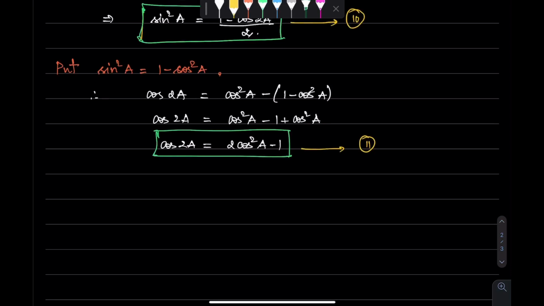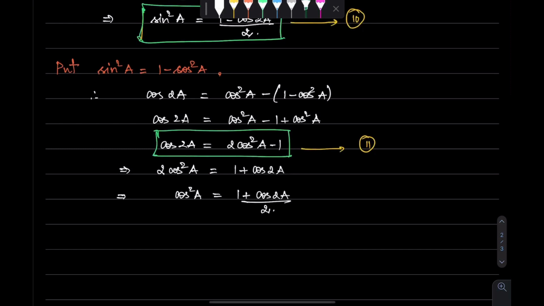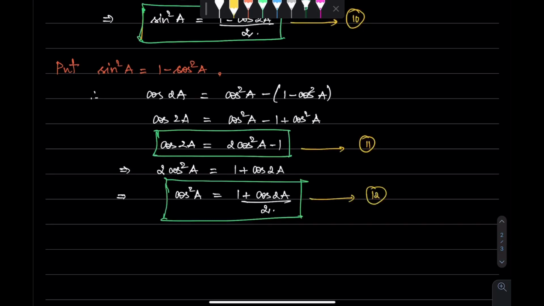So from this, see children, how do you get cos square A here? What is your 2 cos square A from here? 2 cos square A will become 1 plus cos 2A. So from this I can say cos square A can be written as 1 plus cos 2A by 2. So this happens to be another result. I hope you guys are following, and this is my 12th result. So what I have done here is derived these.